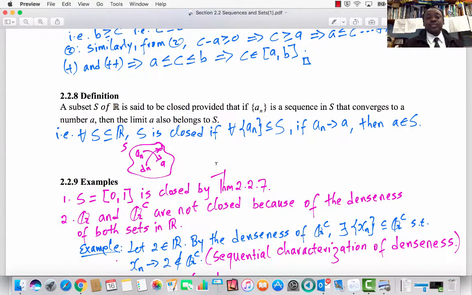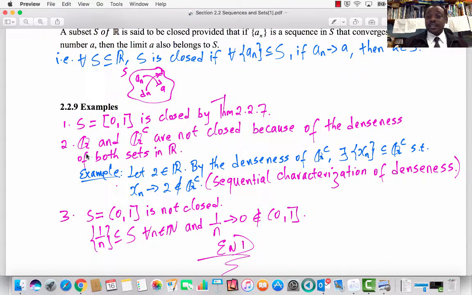So if I ask you to state the sequential definition of closedness, I expect you to tell me about the convergence of sequences in S to limit points in S. Example, the closed interval 0, 1. Closed at 0, closed at 1 is closed. Why? Well, directly from Theorem 2.2.7.